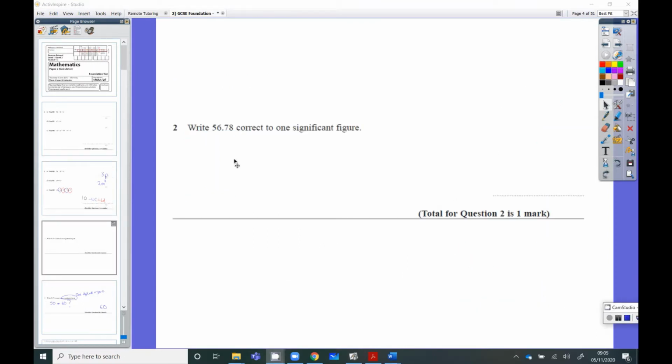Question 2. Write 56.78 correct to one significant figure. Now with one significant figure, we're only allowed one digit which is not a naught. So we look at our first digit here, this will be our single digit. Do we stick with the 5 or do we round up to a 6? Well, looking at the next digit, that's 5 or above, so we round this up to give us 60.